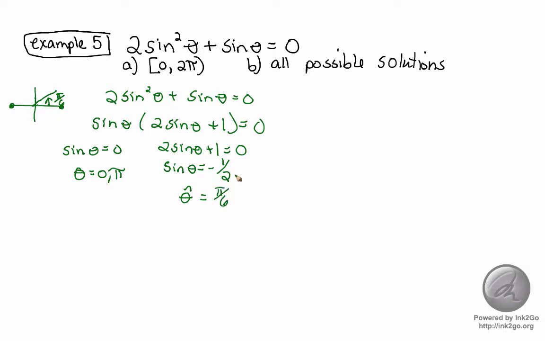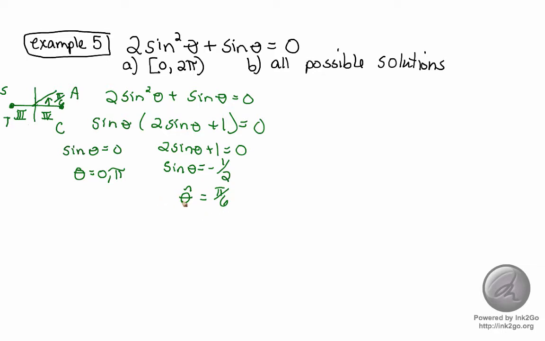Now I deal with the negative. I ask myself, okay, in which quadrants is sine negative? So sine is going to be negative in quadrant 3 and in quadrant 4. Or you can look at sine as the y values. In these two quadrants, I'm under the x-axis, so my y's are negative.